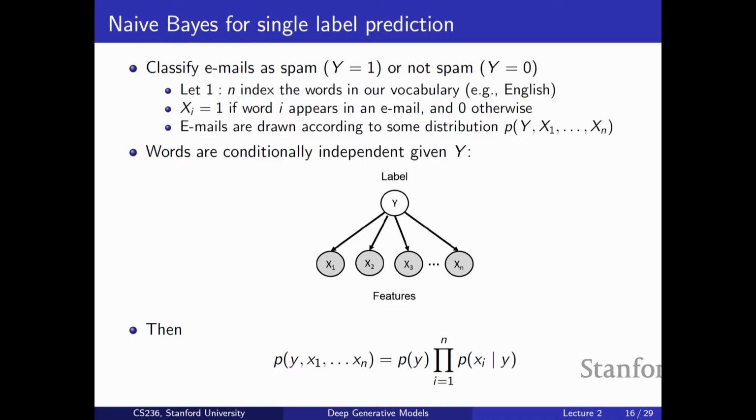Which means that, according to this very simplified model of the world, you can generate a data point by first choosing whether or not it's spam, and then choosing whether different words appear in the email based on whether the email is spam or not.